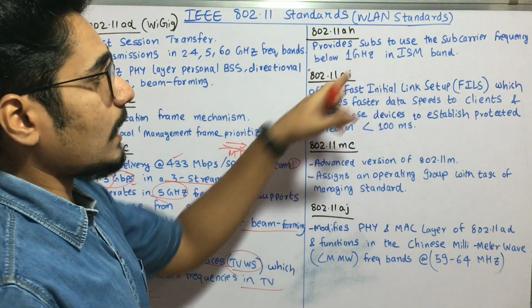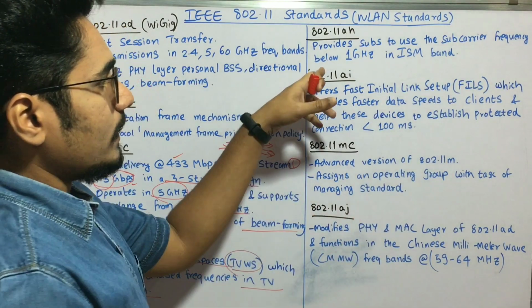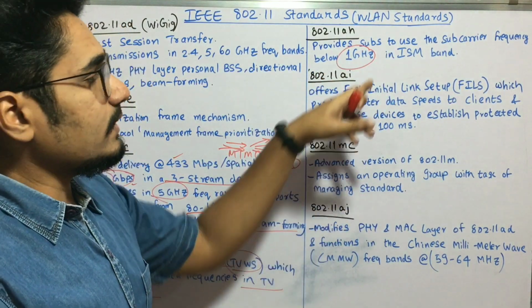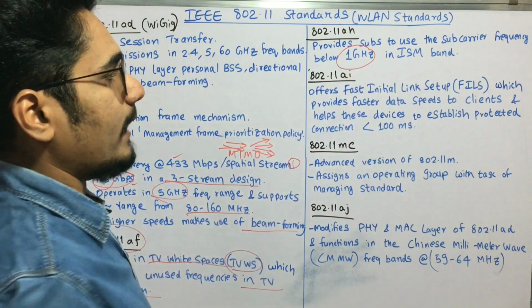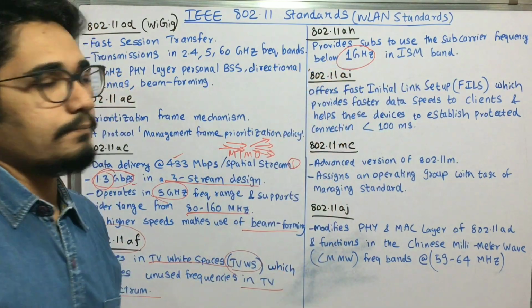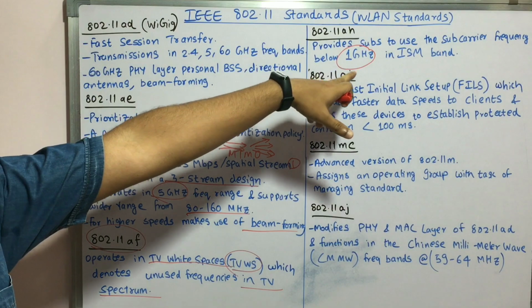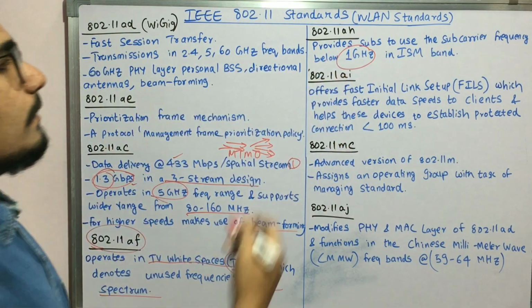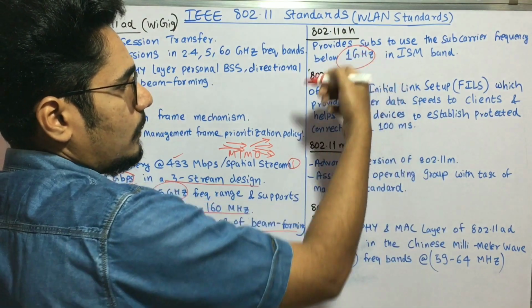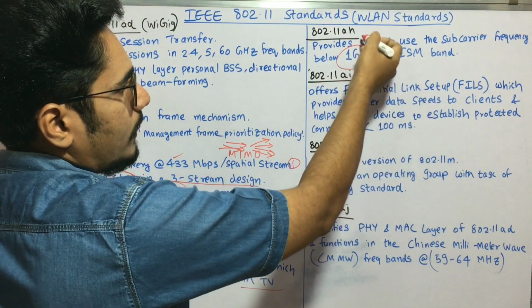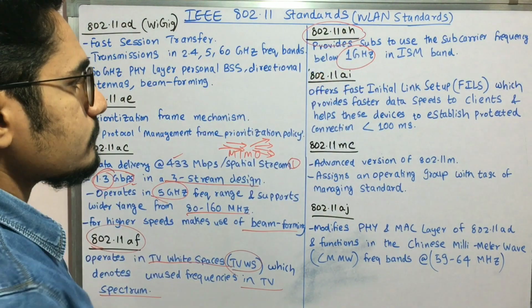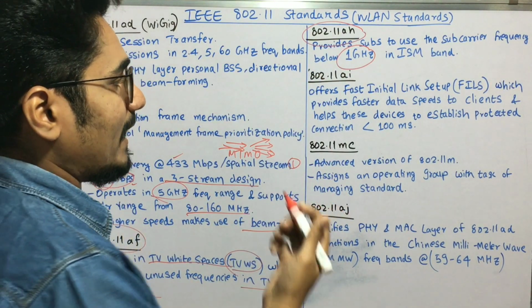Next we have the 802.11ah. It lets subscribers use the subcarrier frequency below 1 gigahertz in the ISM band, that is the industrial, scientific and medical band. Basically the frequencies there are unlicensed. So if you want to use below 1 gigahertz in the ISM band, you can make use of this standard, that is 802.11ah.